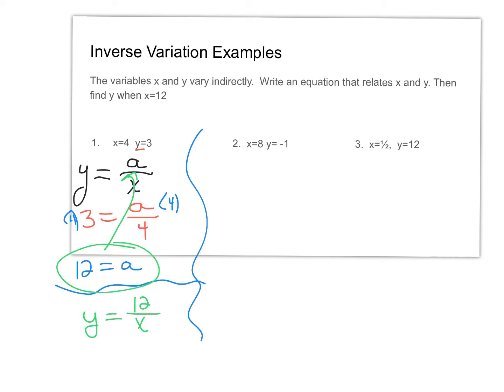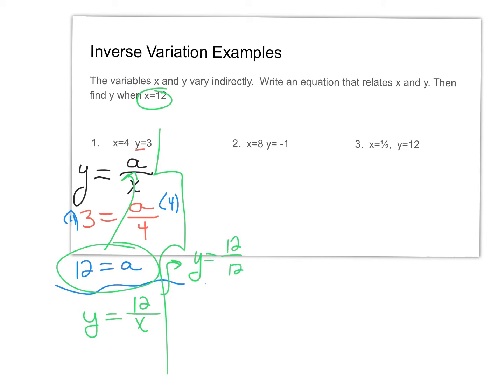Okay, so now for the second part of this, I kind of made this too big because I forgot there's a second part. Now we're going to put 12 in for x and solve for y. So we take our equation, y is equal to 12 divided by 12. Therefore, y is 1. All right, so there's the first one. Let's take a look at another one.